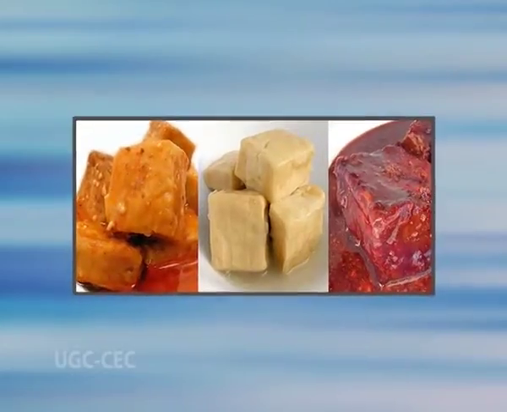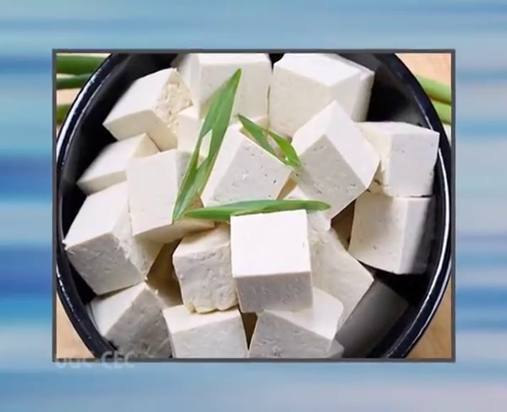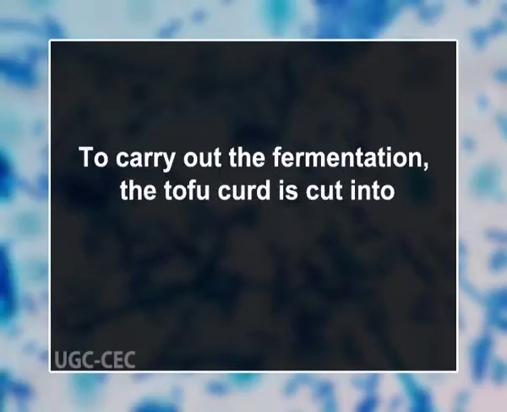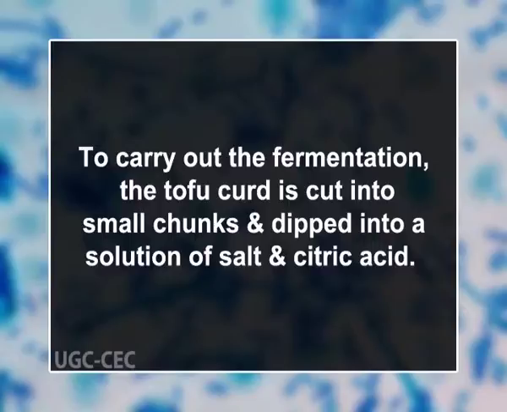These include tofu, which is produced by the fermentation of tofu, a chemically coagulated soybean milk product. To carry out the fermentation, the tofu curd is cut into small chunks and dipped into a solution of salt and citric acid. After the cubes are heated to pasteurize the surfaces, Actinomucor elegans and other Mucor species are added.